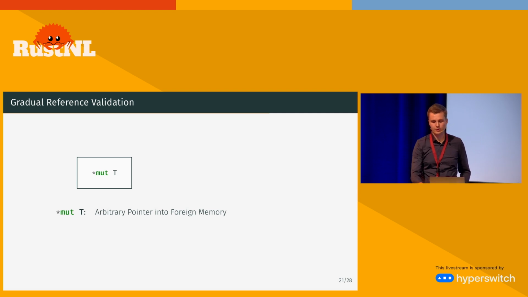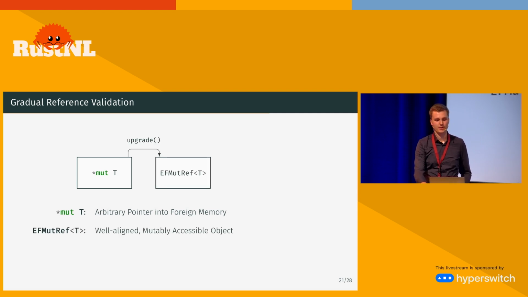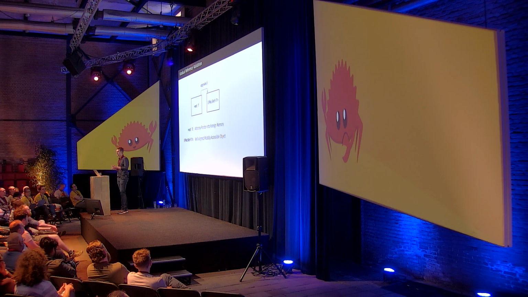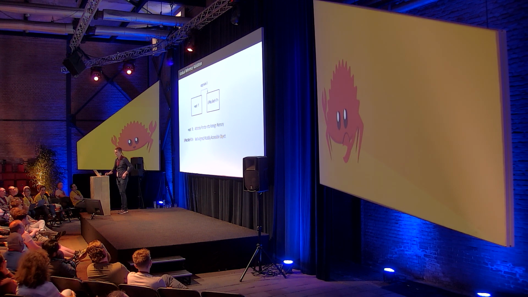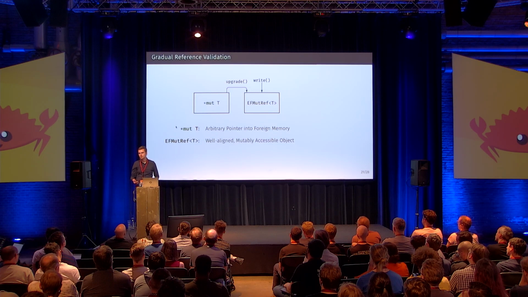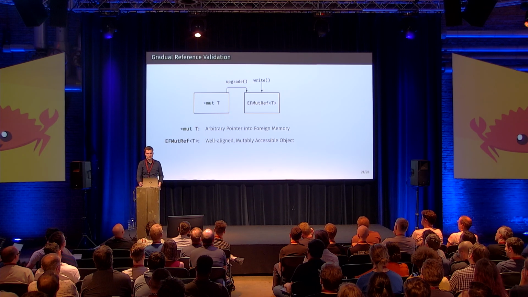Then from this value, we can perform an operation which we call upgrading. Upgrading takes this value and checks a couple properties, namely whether it's well-aligned and a mutably accessible object, and whether it's entirely contained within those foreign memory allocations, which ensures that it's disjoint from any Rust allocations. And then using this EF_mut_ref type that we're creating here, we can support a safe write operation, which is unable to violate any of Rust's semantic guarantees.